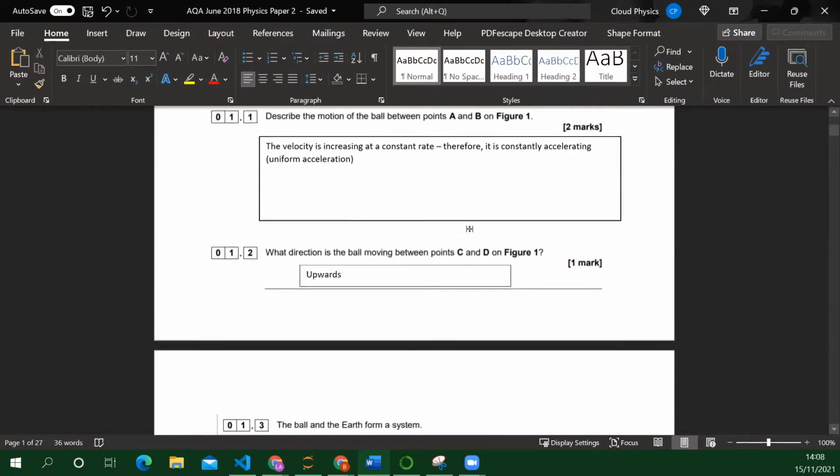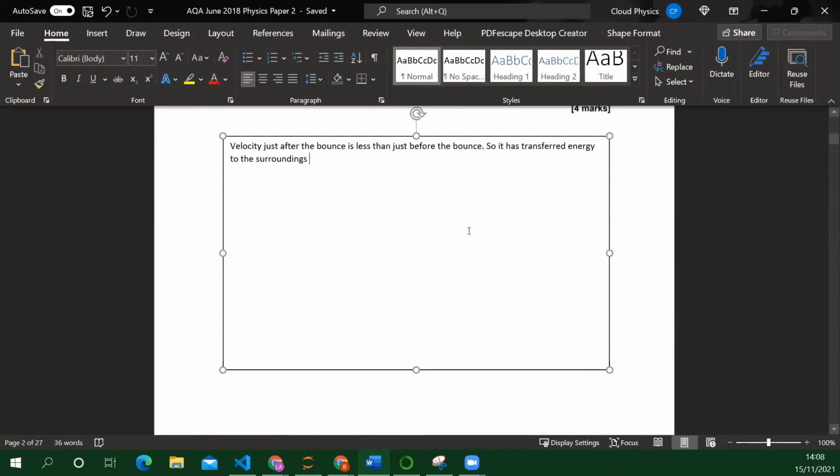Okay, so the height actually, but yeah, it's probably a little bit more confusing. You could justify that the height of the bounce is less, but the velocity is the more obvious one. Okay, so what's happened here? Let's describe it in a bit more detail about energy.